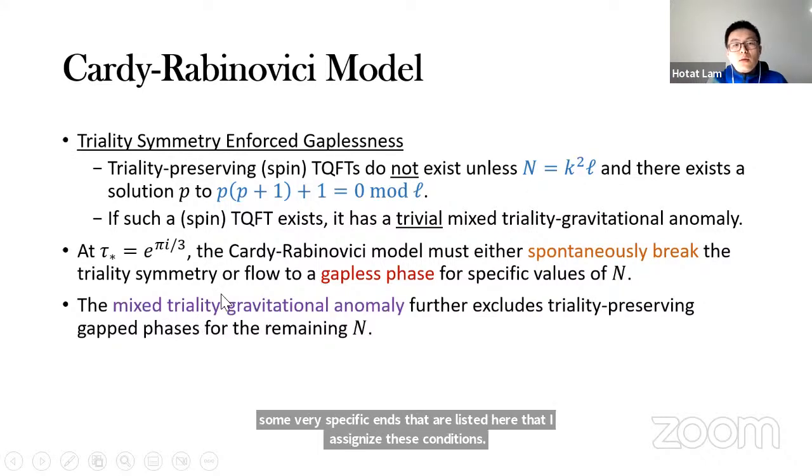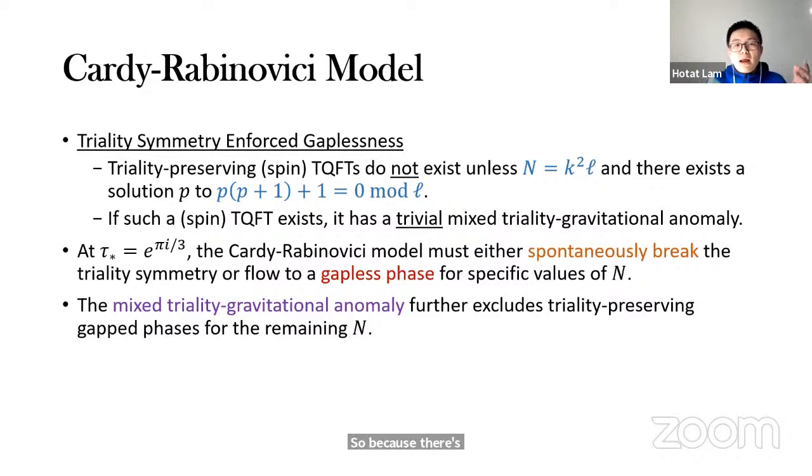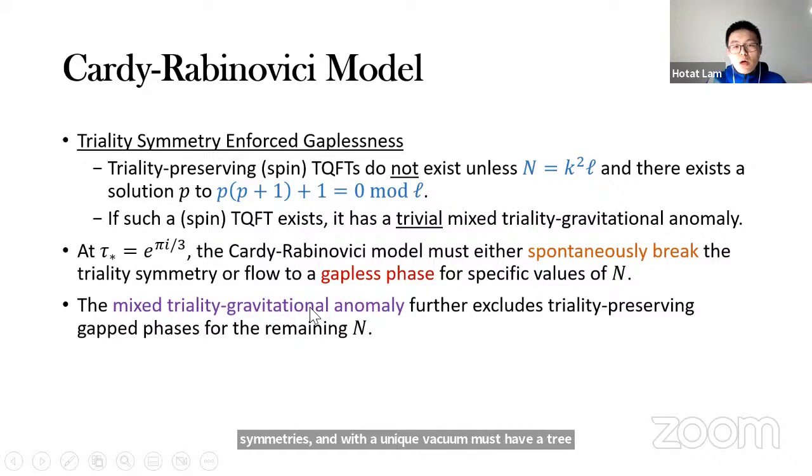But more interestingly, we know that there's a mixed duality and gravitational anomaly in the UV. So because this anomaly exists, and we also know that every TQFT that respects duality symmetries and has a unique vacuum must have a trivial mixed duality and gravitational anomaly, we see that the theory can never flow to a duality-preserving gapped phase for every n. So this is the strongest statement that we can make with the anomaly.